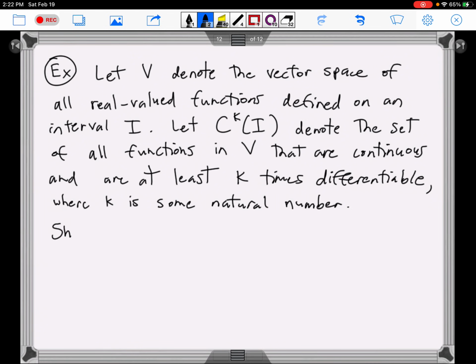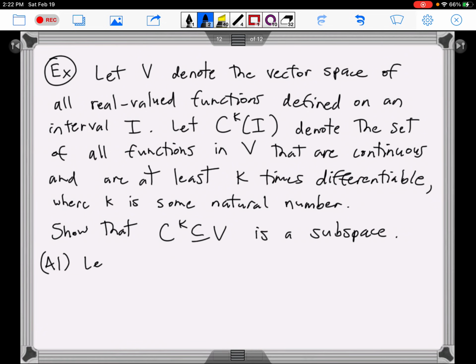Okay. We want to show that c to the k is indeed a subspace. Okay, so how do we do that? Again, we need to show that both of the axioms hold, the first two axioms of a vector space, right? Okay, so let's start with A1. Let's start by taking two functions inside of c to the k of I. Oh, you know what? Right here, I should have said c to the k of I, right? There we go. c to the k of I is the whole name. So let's take two functions in there, right?